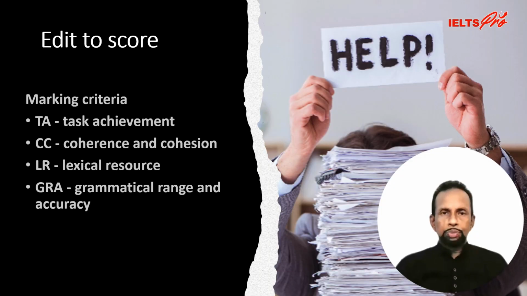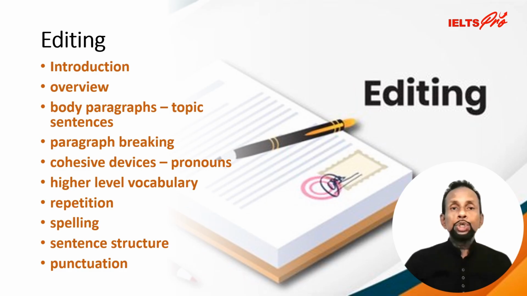There is one more job to do, editing. You remember the marking criteria. So we need to check whether we have achieved our highest score. These are task achievement, coherence and cohesion, lexical resource, and grammatical range and accuracy. Now make sure that you have written the introduction, overview, two body paragraphs, structure. Check if you have clearly divided the body paragraphs with appropriate topic sentences.